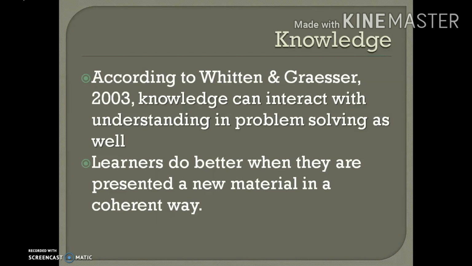Readers then had to do a variety of problem-solving tasks based on what they had read. As the authors predicted, participants with low domain knowledge performed better when the texts were highly coherent. This finding suggests that, in general, learners do better when they are presented new material in a coherent way. Surprisingly, however, the high knowledge group performed better when the texts were of low rather than high coherence.